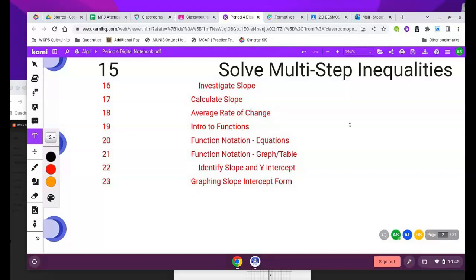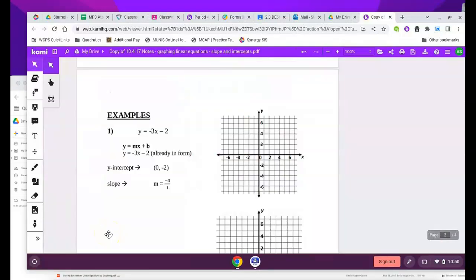Hey guys, in this video we're going to go over page 23, graphing slope-intercept form. Go ahead and add page 23 to your table of contents and I'll give you the page to tape down. Alright, so we're going to go over the first example for page 23.